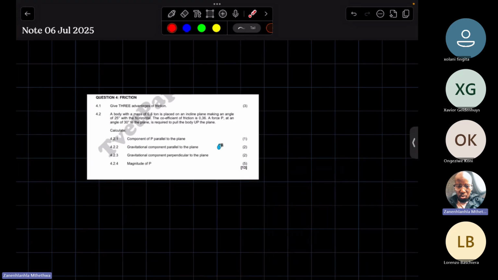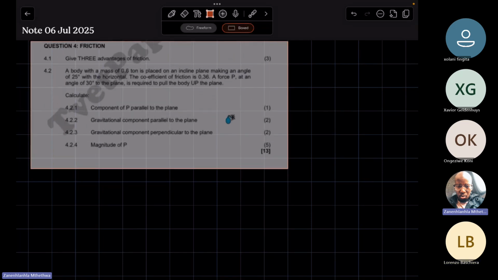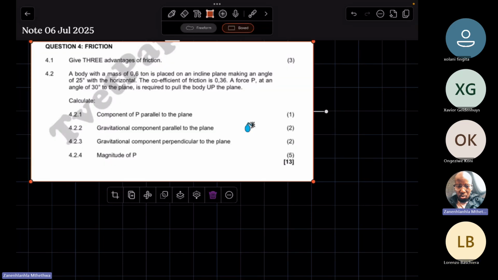Can you guys see my shared screen? Yes, yes. Okay.